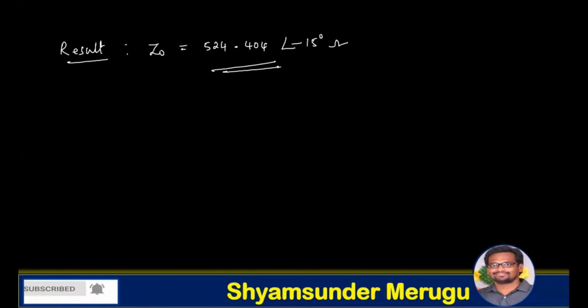Hope you understood the derivation of ZSC and ZOC, and how the various impedance parameters are related to each other in this video lecture, along with a numerical problem.